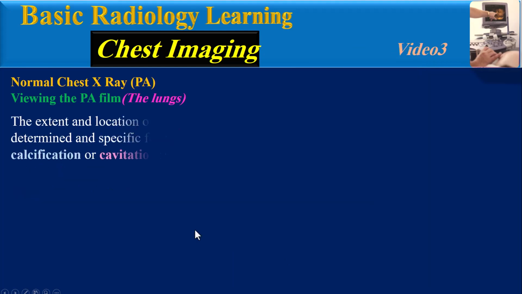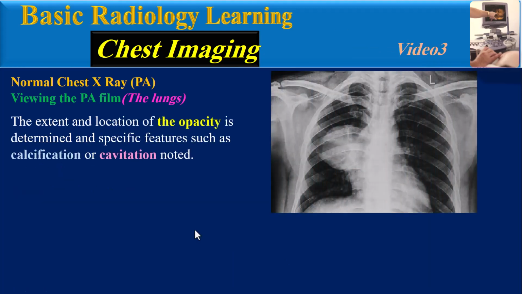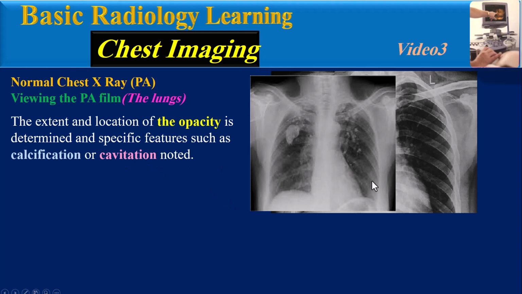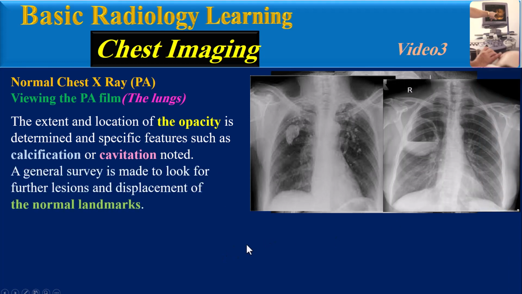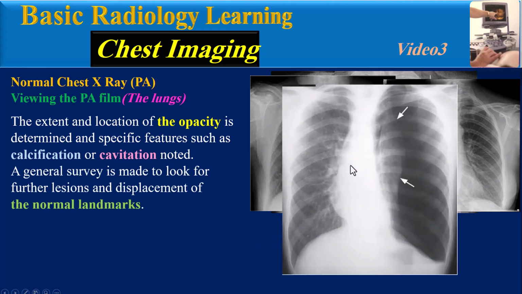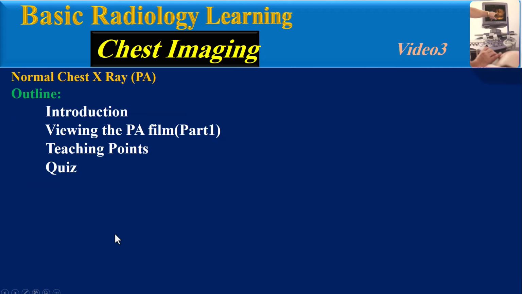The extent and location of any opacity is determined, and specific features such as calcification or cavitation should be noted. A general survey is made to look for further lesions and displacement of the normal landmarks. As we can see here, obvious mediastinal shift to the right side due to massive pneumothorax. Now, please pay attention to these teaching points.